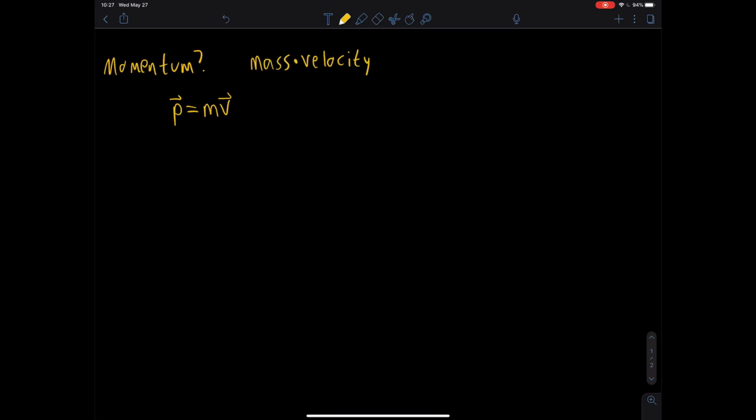So let's take a look at the units of momentum. If momentum is mass times velocity, and mass is in units of kilograms, and velocity is in units of meters per second, then momentum is in units of kilogram meters per second. This is a combination of the SI units of mass and distance and time. And these are our units for momentum. And this brings us into Newton's second law.